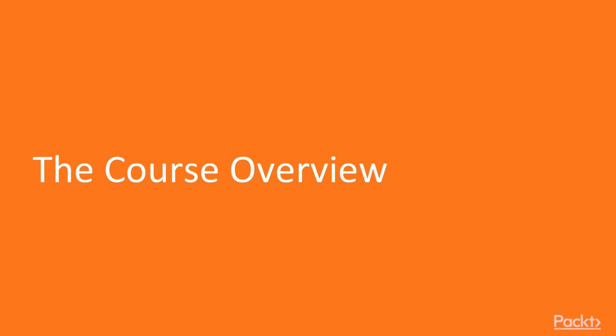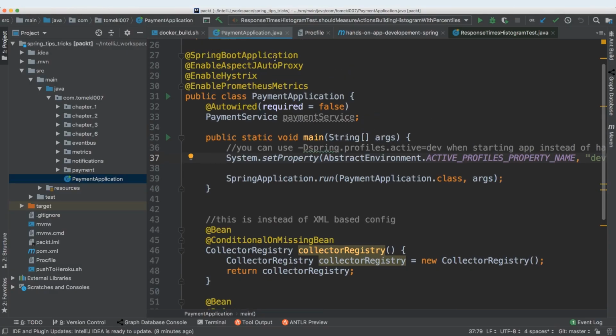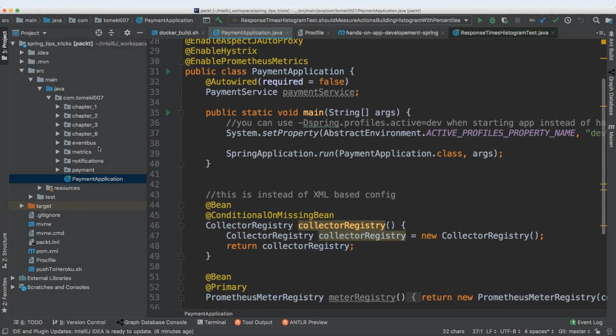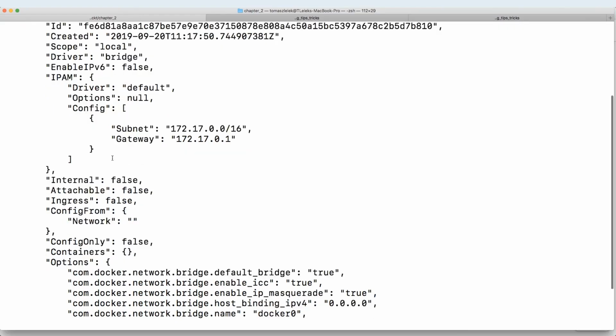Let's see what we will learn in this course. At the beginning, we will see how to package and ship your application with Docker. So we'll be starting using Docker to ship your microservice to production. Then we'll be delving into advanced Docker tips and tricks.